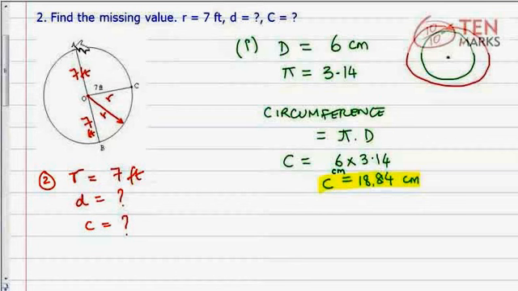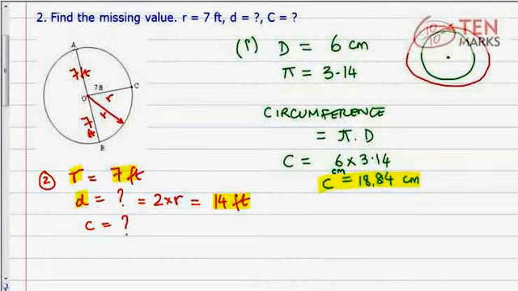Diameter is the entire length of this line, from one edge to the other edge, the longest line that can fit within that circle. So diameter is 7 feet plus 7 feet, or diameter equals 2 times the radius, which is 7 plus 7, or 2 times 7, which is 14 feet. That's easy to do. The diameter equals 14 feet. It is always twice the radius.